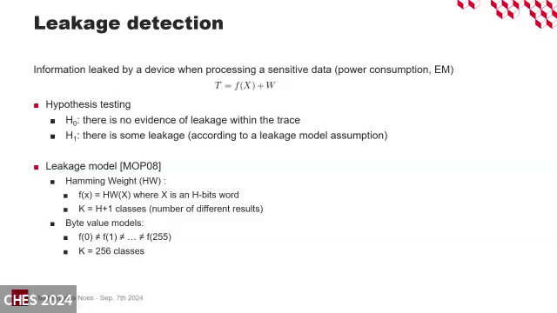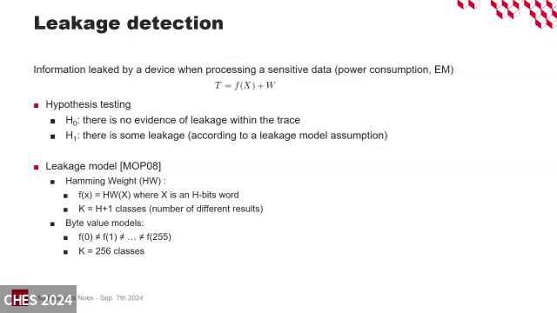We have two hypotheses. H0, there is no evidence of leakage, and H1, there is some leakage, but it depends on some model. We have to make leakage model assumptions. And the main assumptions are the Hamming weight model and the byte value model. The byte value model is the most generic because it doesn't make any assumptions about the real leakage.